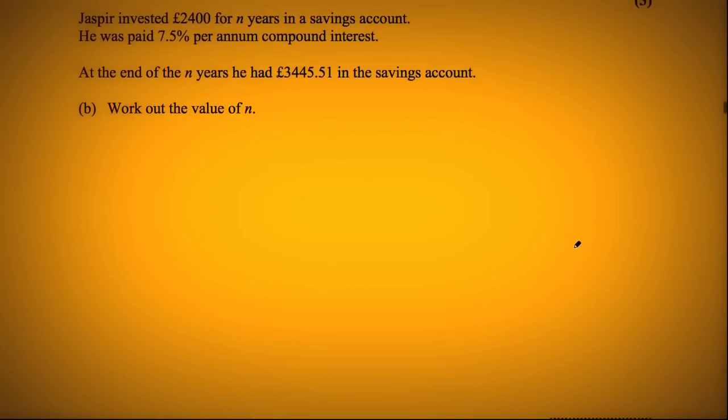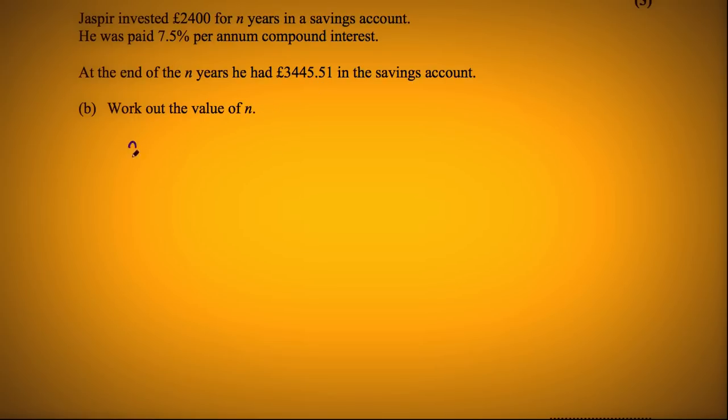Jasper invested £2,400 for n years in a savings account. He was paid 7.5% per annum compound interest. At the end of n years, he had £3,445.51 in the savings account. Work out the value of n.